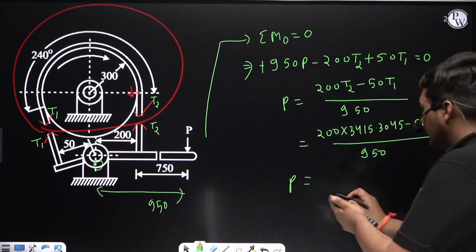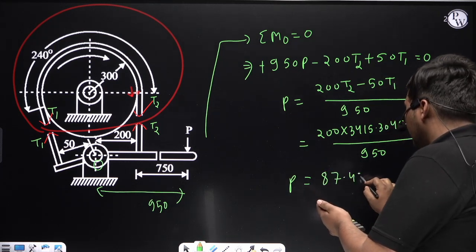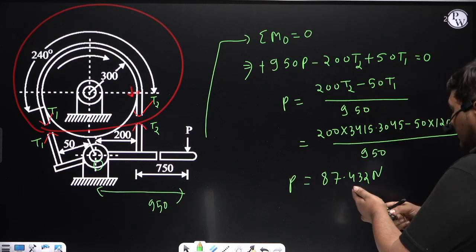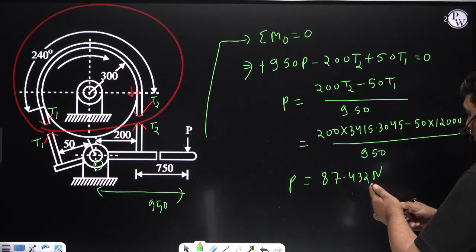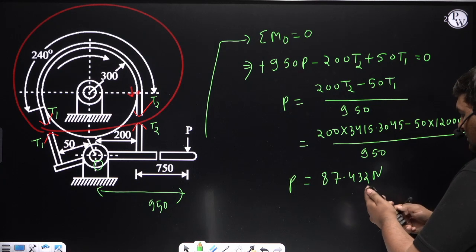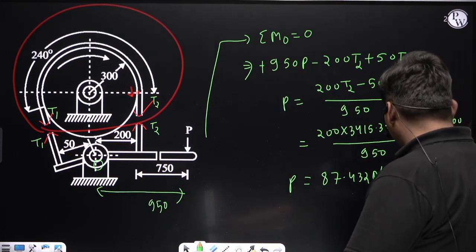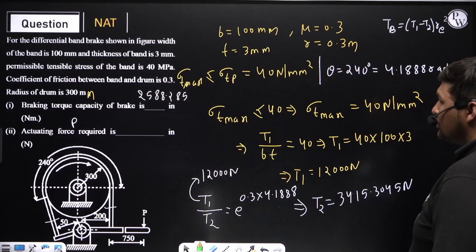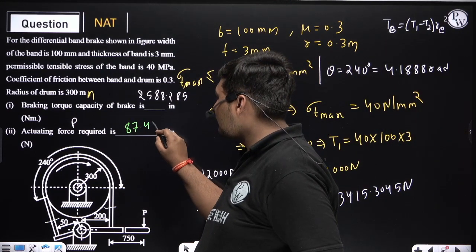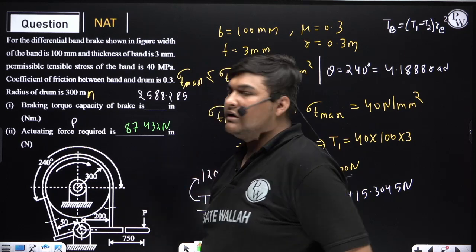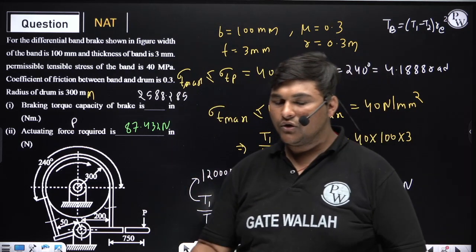It is coming 87.432 Newton. Check the calculation, it is your part. Yes, it is coming 87.432 Newton. So braking effort required for this question is 87.432 Newton. Okay, so it is the solution of this question.